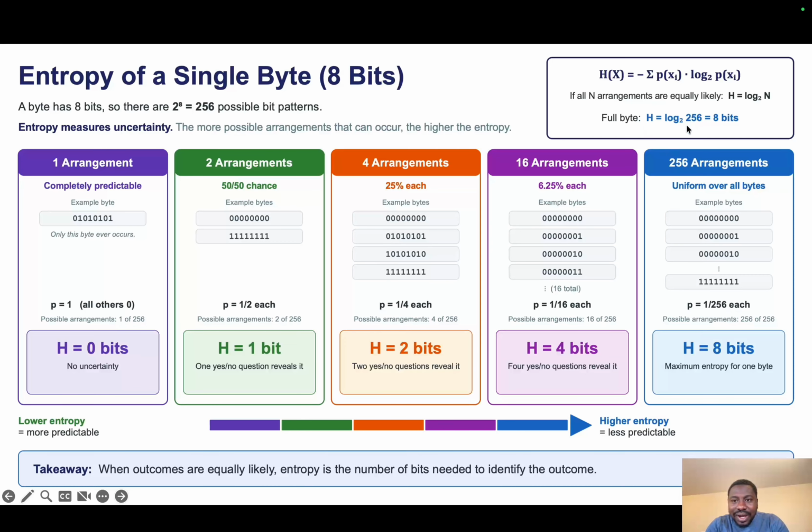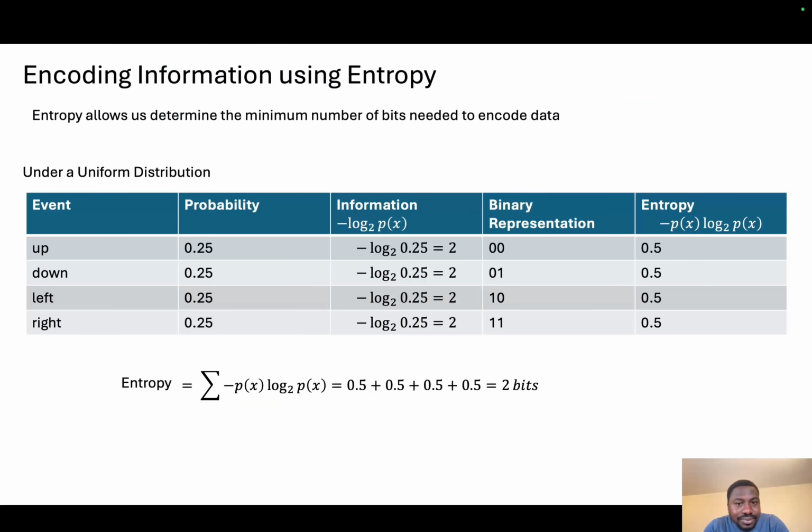In this case there are 2 raised to the 8 possible ways of arranging these, since we have 8 bits and each one is 0 or 1. So for a totally uniform byte distribution, you have 8 bits as the entropy, and 0 on the other end.